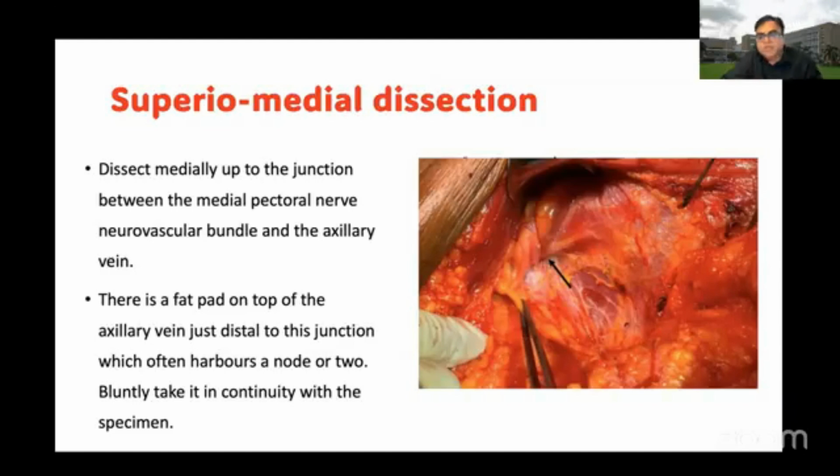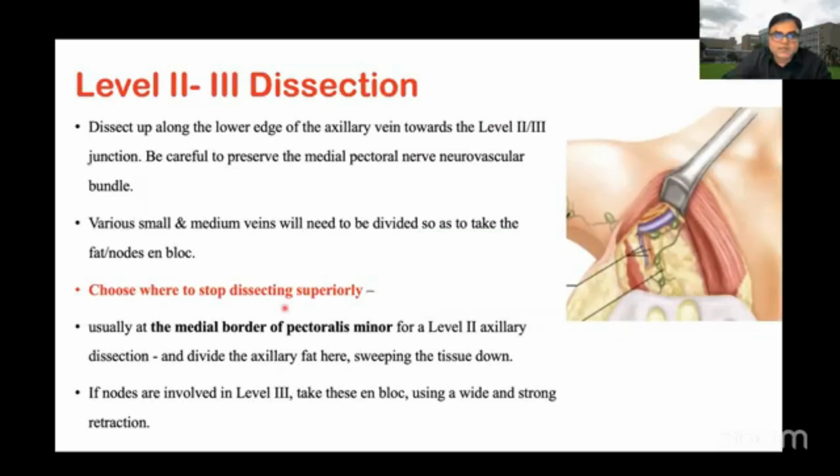Then superior medial. Once you have identified the axillary vein and the medial pectoral neurovascular bundle, pectoralis minor, then you can do the superior medial dissection. Most of the time there is a fat pad and you may find one or two nodes sitting over there that you can take out. While removing all these fat pads, you may encounter some small vessels that are supplying those particular areas. You may clip or ligate those vessels. So once you are doing superior medial dissection, you need to retract the pectoralis minor.